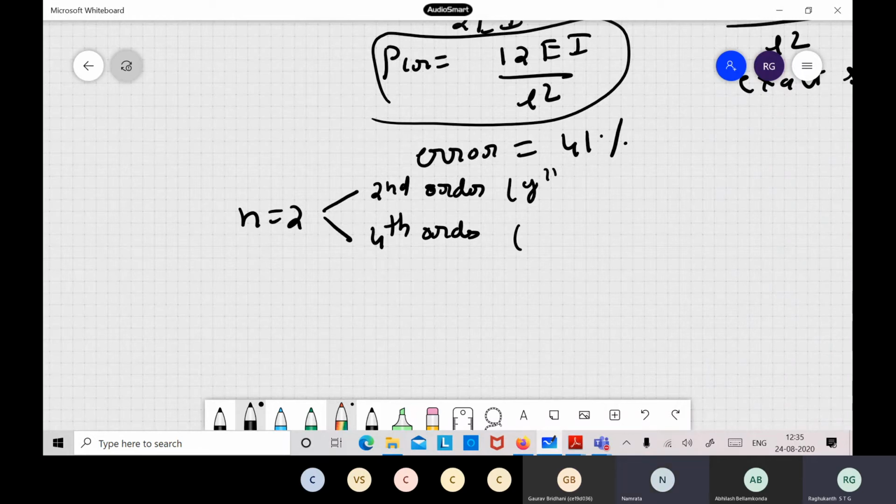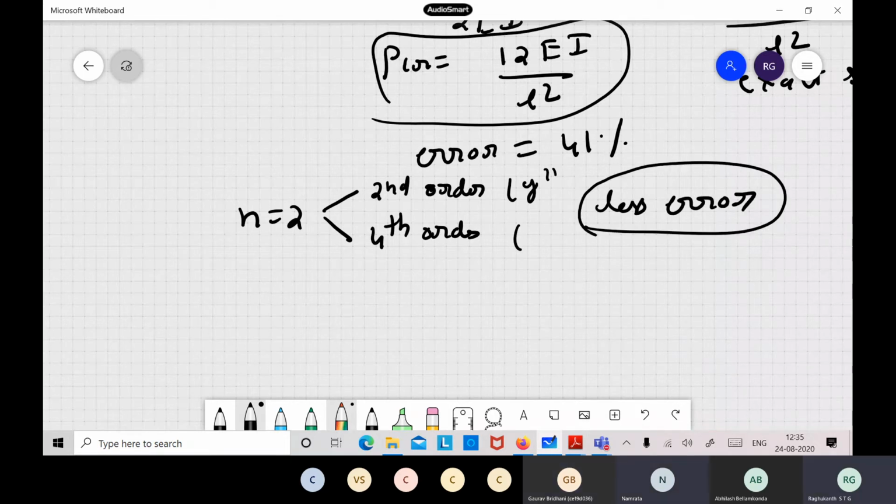Because y double dash is also an approximation in the fourth order case. Now which is better, second or fourth? Which will give you less error? Second order. Why? Because the bending moment is exact in the second order. You can verify it yourself by writing a small MATLAB program.